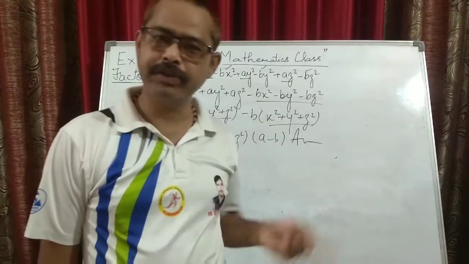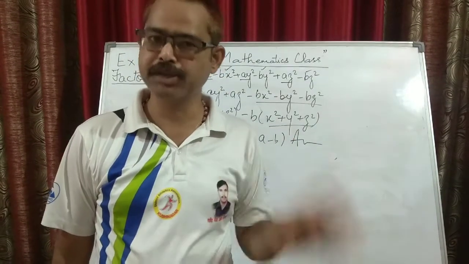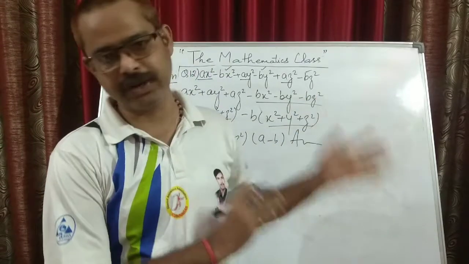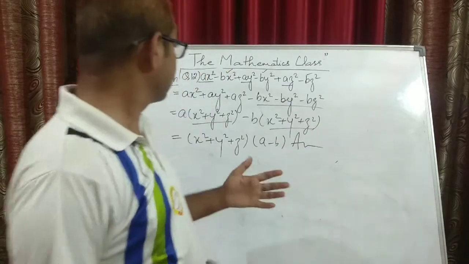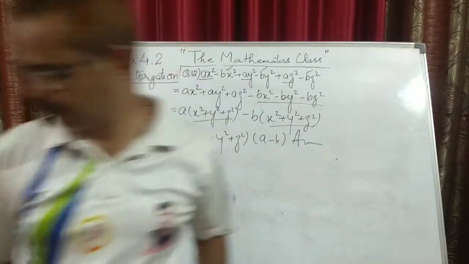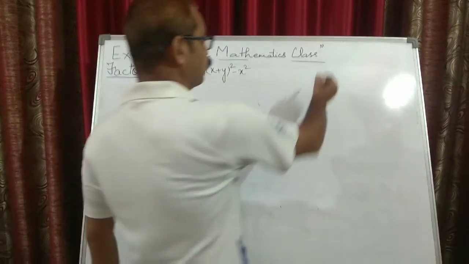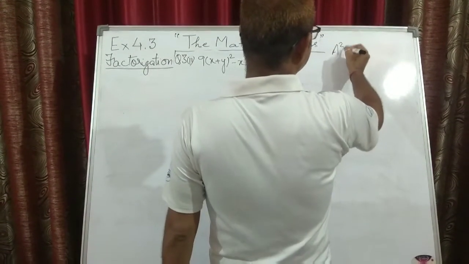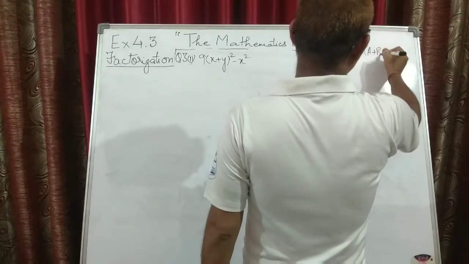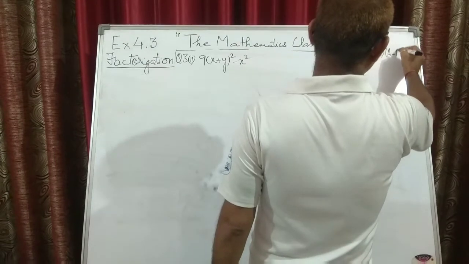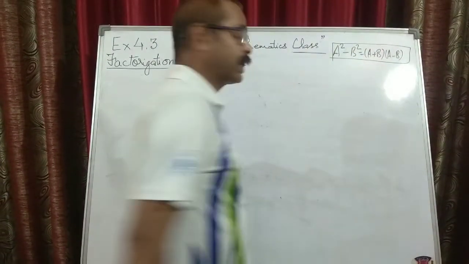Now in exercise 4.3, it is a square minus b square is equal to a plus b and a minus b. This also we have studied, even in class 8 and in 9th also we have done. So I'll be dealing with questions for exercise 4.3. Now this exercise is based on difference of squares. So we know that a square minus b square is equal to a plus b and a minus b. This is what we are going to use. We will try to convert.